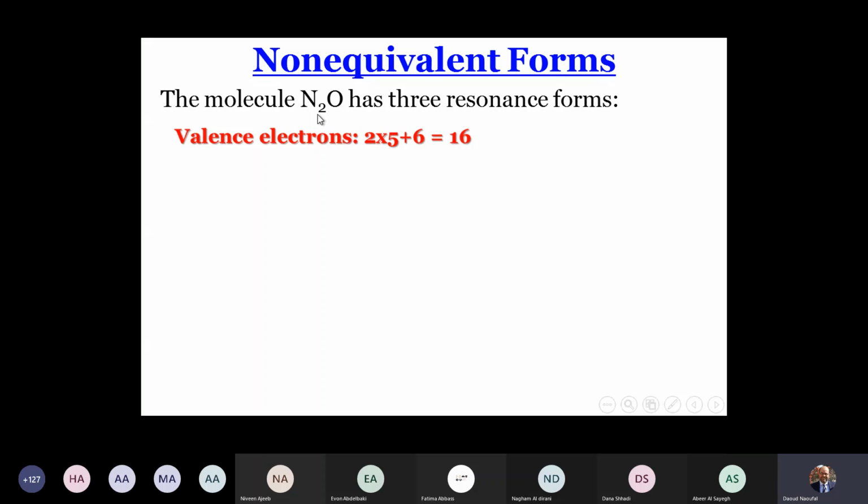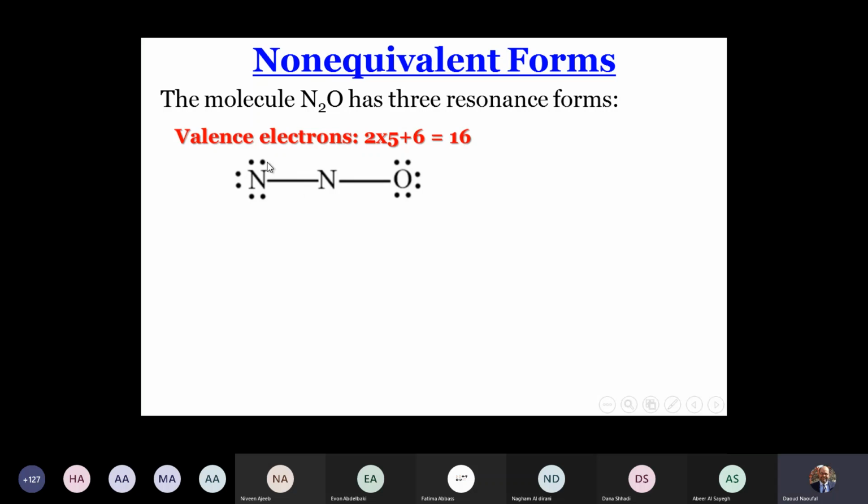The total valence electrons for N2O is 2 times 5 plus 6 equals 16 electrons. And the central atom in this case is nitrogen. So we join the atoms N-N by 2 electrons and N-O by 2 electrons. So we have 16 minus 4 equals 12 electrons remaining.